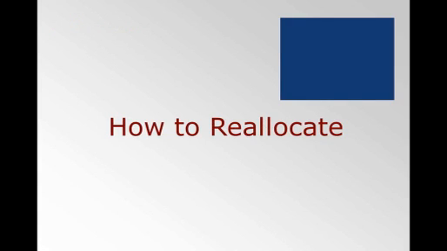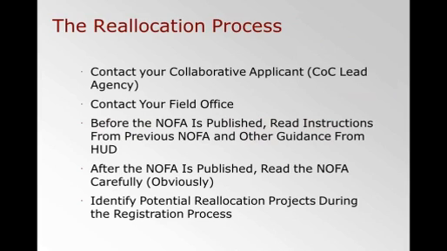So let's talk about how the reallocation process works and how you would do reallocation. The steps are pretty simple, but it's important that you start early. The first step is, if you're a provider and you have a Continuum of Care grant and you're thinking about reallocation, to contact the collaborative applicant for your Continuum of Care. The collaborative applicant is essentially what used to be called the CoC lead agency. It's going to be important that you do this in partnership, so your first call should be to the collaborative applicant. And then it's going to be very important to contact your field office as early as possible in the process.